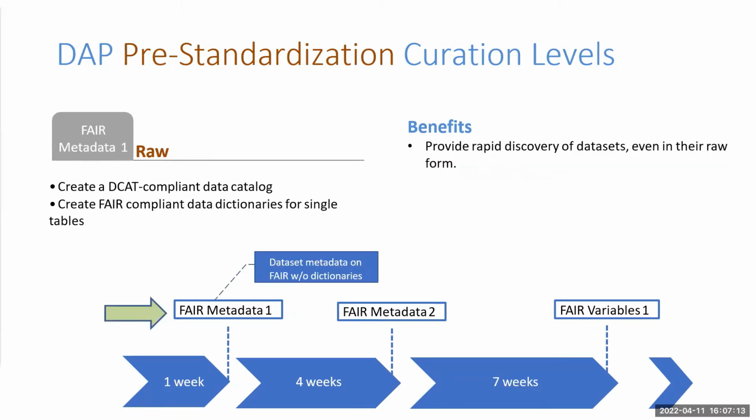Next slide, please. Then we move into Fair Metadata or pre-standardization curation. The first step is what we call Fair Metadata 1, and in public, that's what we call it internally. Externally facing, the level that gets recorded on the Fair Data Services is called raw. So this is basically the data as it's come to us, but we add a catalog that is DCAT compliant, so a standardized data catalog that describes the data. If the data came to us with dictionaries and single tables already, we'll go ahead and upload those during that Fair Metadata 1 process as well. But we don't do any additional curation. So the idea of the benefit of this is that it gets the data sets uploaded and visible very quickly, even in their raw form, so people can at least know what we have.